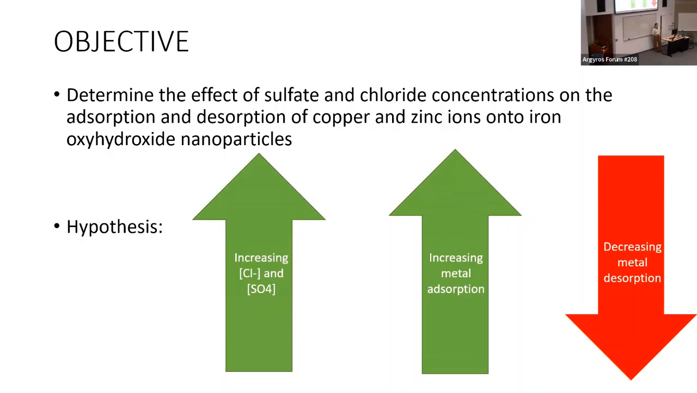So the objective of our project was to see how the addition of sulfate and chloride concentrations would alter the adsorption and desorption of copper and zinc ions onto these iron oxyhydroxide nanoparticles. We decided to study sulfate and chloride because these are two anions that are already present in these systems. There's been previous research done with just regular water, but we want to see how the addition of these would affect it. Our hypothesis was that with increasing chloride and sulfate concentrations, we would see an increase in metal adsorption to the nanoparticles and a decrease in metal desorption.